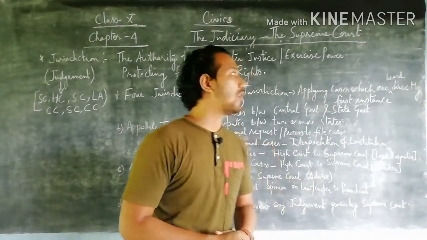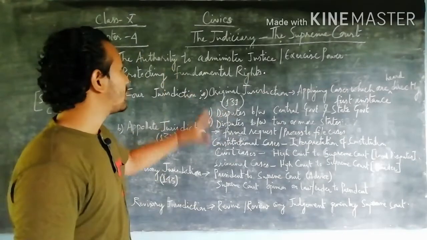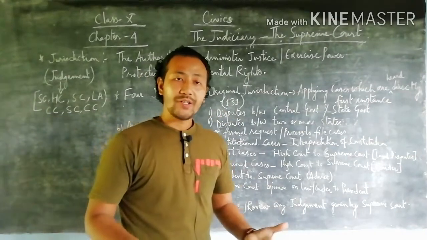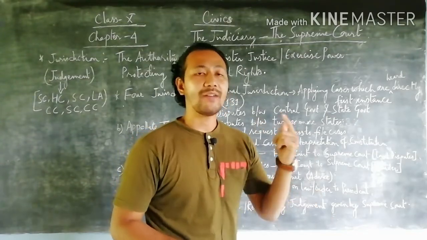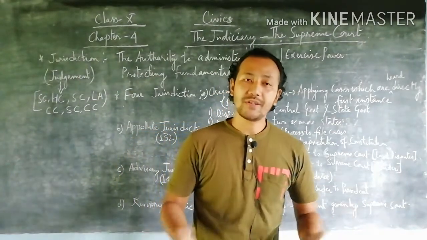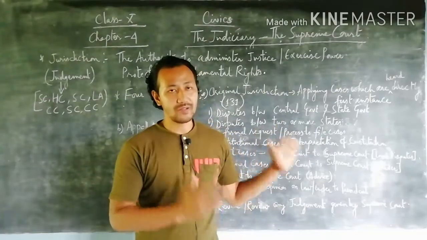So this was overall the topic for today's class, talking about jurisdiction and the 4 types of jurisdiction: original jurisdiction, appellate jurisdiction, advisory jurisdiction, and revisory jurisdiction. I hope you have understood today's class.